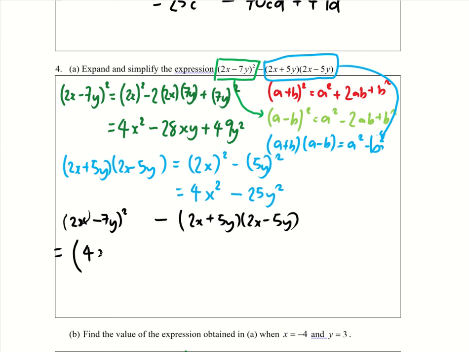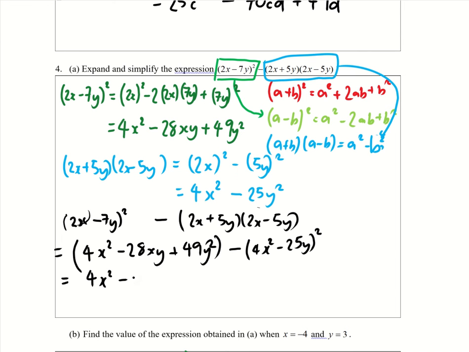So I have 4x squared minus 28xy plus 49y squared. And then this whole thing minus 2x plus 5y, 2x minus 5y is simply this thing, so I will have 4x squared minus 25y squared. It's important to put your brackets when you're combining your workings together. Now in front of the first bracket there's nothing, so I can just open up the bracket. I have 4x squared minus 28xy plus 49y squared.